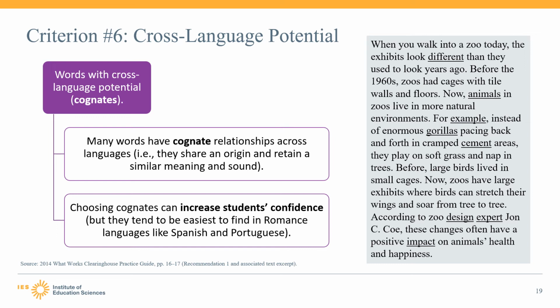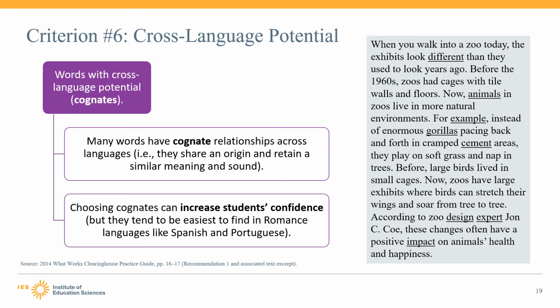It's true that they tend to be easiest to find in Romance languages like Spanish and Portuguese, but your ELs are likeliest to have Spanish as a home language, and so you can really help them rely on these things. Now, we've underlined here a number of words that have pretty clear, solid cognates in Spanish. Different in Spanish is diferente, animals, animales, gorillas, gorillas. There are these relationships where the sounds are slightly different, the spelling may be different, but overall the structure of the word and the corresponding meaning are shared across the two languages.